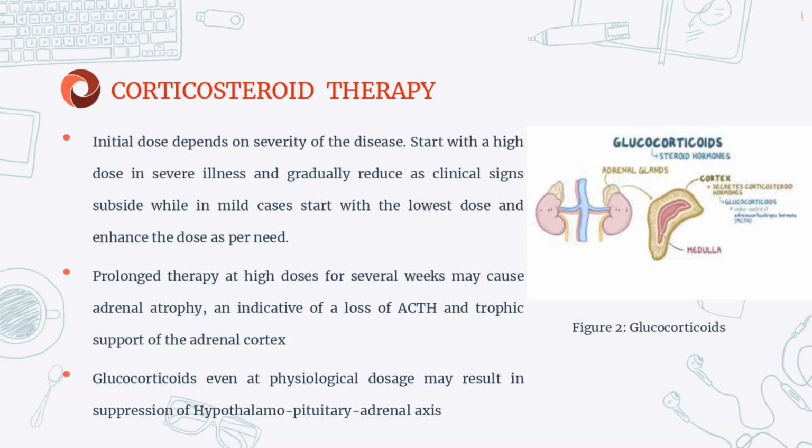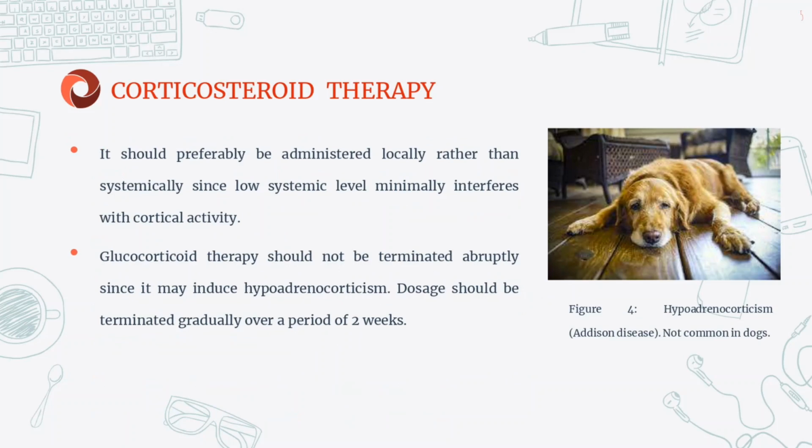Next, prolonged therapy at high doses for several weeks may cause adrenal atrophy, meaning there's a loss of ACTH, the kind of hormone, and trophic support of the adrenal cortex. There is also a possibility of suppression of the hypothalamo-pituitary adrenal axis. Corticosteroid must also be administered locally rather than systemically, meaning the entire body is not affected by the route of medication used.